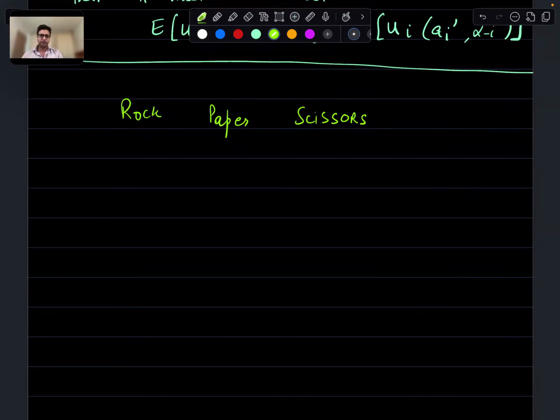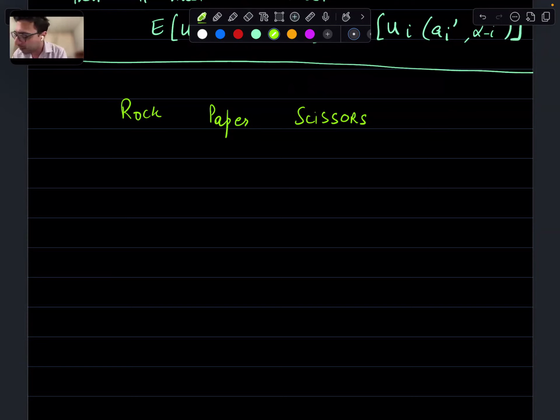Okay, you guys remember rock, paper, scissors. You have three actions available: rock, paper, and scissors. Rock crushes scissors, paper covers rock, and scissors cuts paper. So rock's going to beat scissors, paper's going to beat rock, and scissors will beat paper.